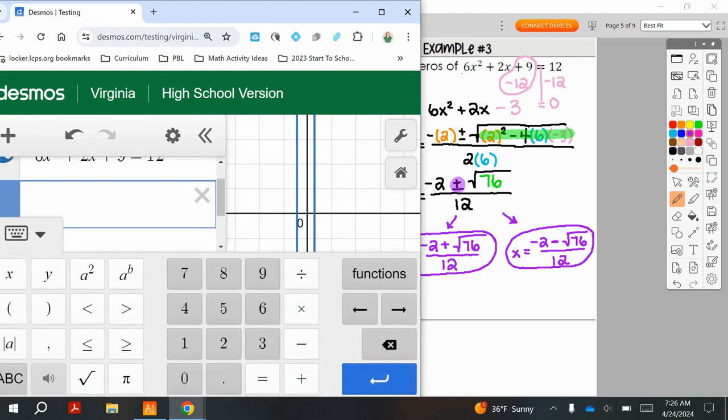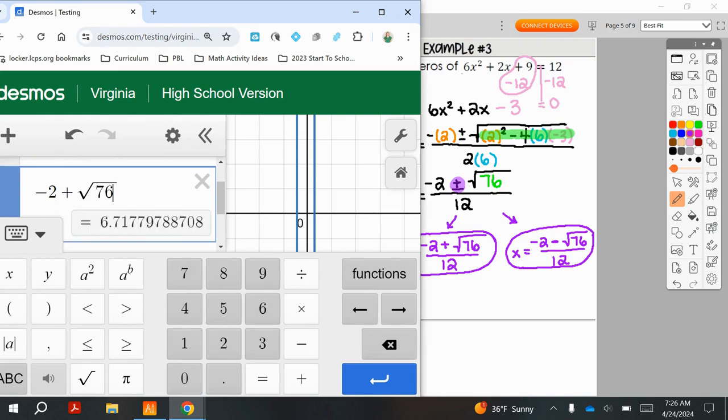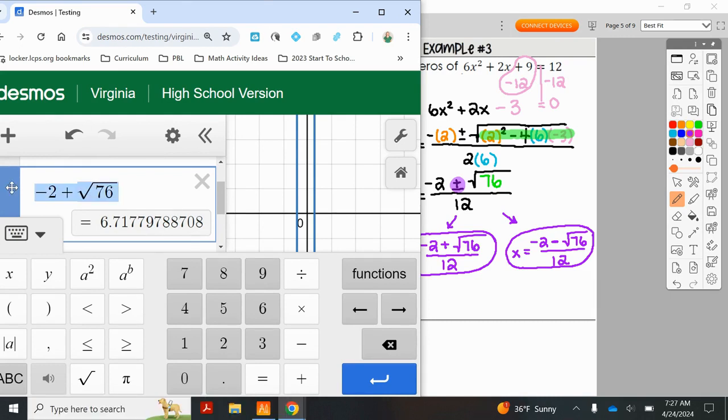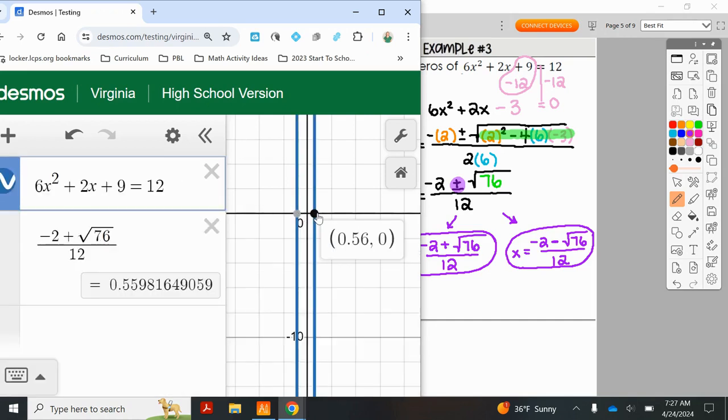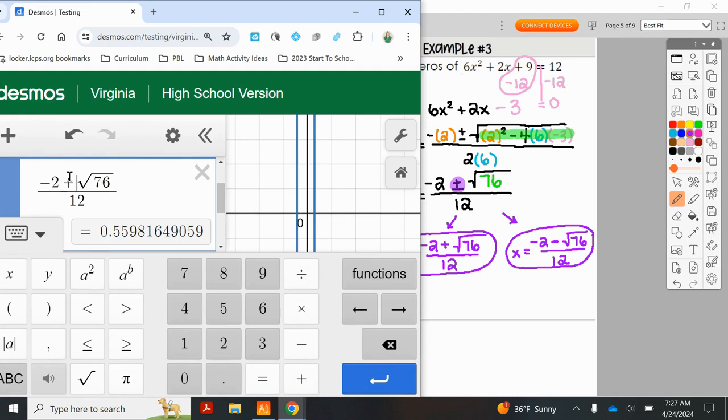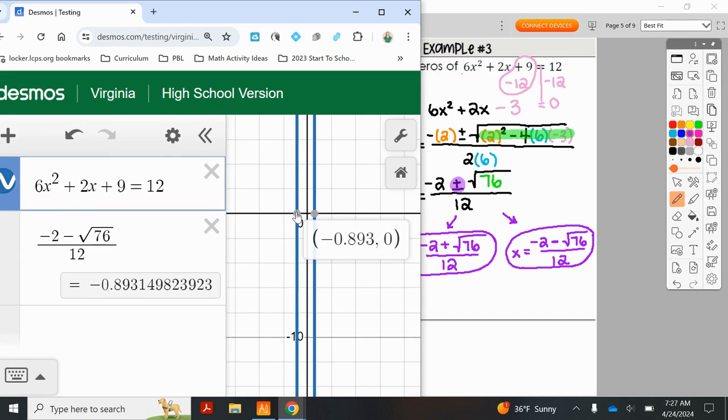Let's check it out. So let's try the first one of negative 2 plus our square root of 76. You will have to highlight the whole thing to be able to divide it by the whole fraction. So like I said, I highlight the whole thing to do division, and in my denominator is a 12. As you see, that's 0.5598, which is the answer for this one just rounded. Then I'll go ahead and just change out the plus to a subtraction to check that my second answer is the one I'm getting on the graph. As you see, they match a negative 0.893.